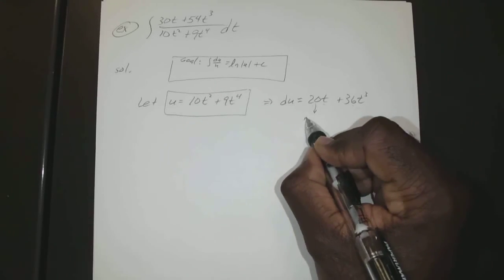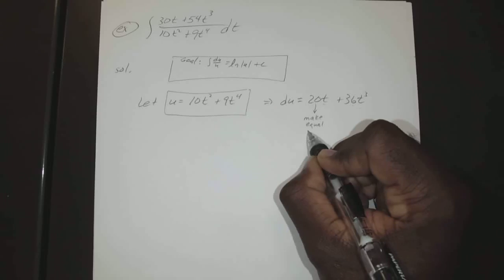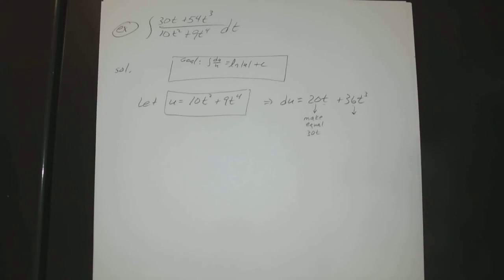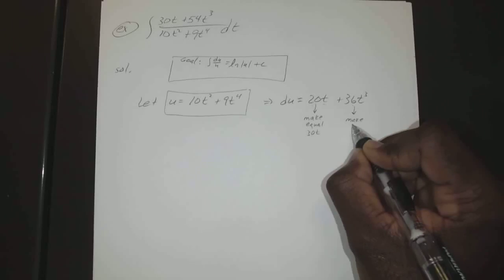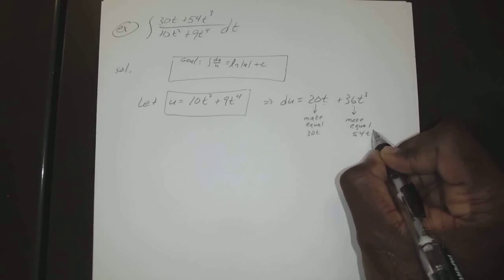So this we have to make equal 30t. Multiply it by 3/2. Well, you kind of ruined the surprise there. I was leading up to it. So in this one, you want to make equal 54t to the third.